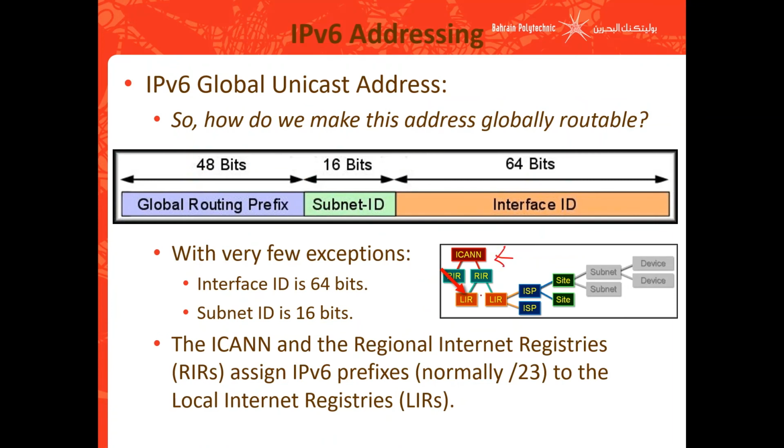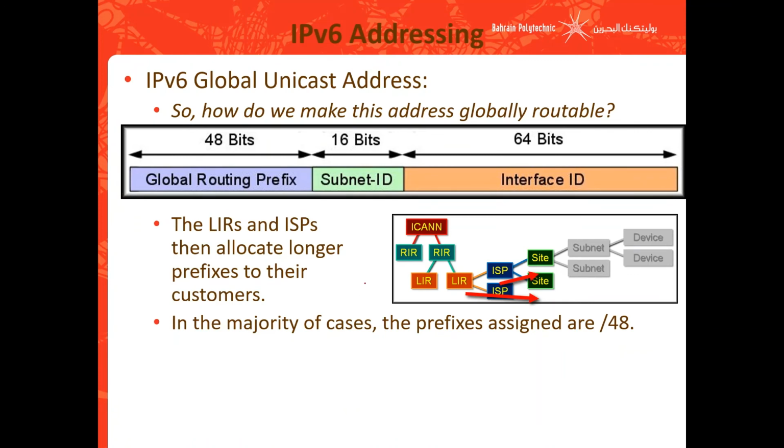the ICANN assigns prefixes, or addresses with the prefix /23, to the LIRs. Okay, and then the LIRs and the ISPs allocate longer prefixes to their customers. So they subnet it, and they have more addresses that they can then provide to their customers. Okay, and the majority of the prefixes assigned are /48. These are assigned by the LIRs and the ISPs.